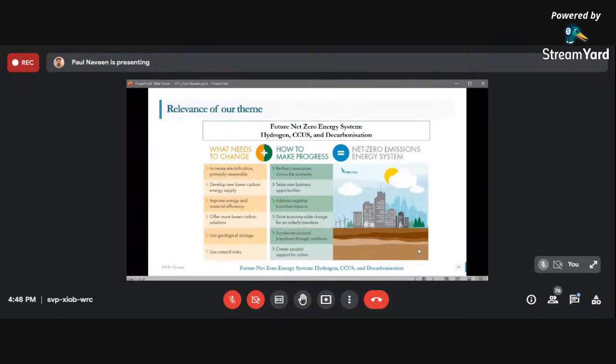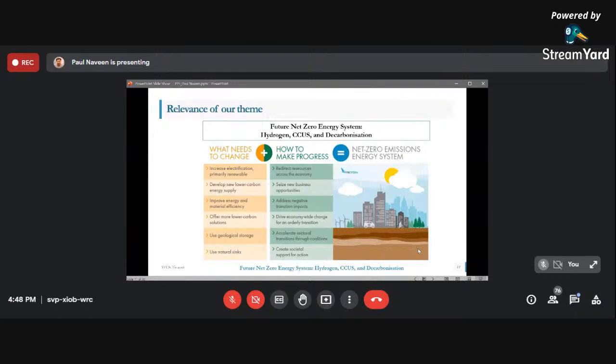So in this aspect, we see what needs to change. Primarily, electrification and renewables: we have to shift towards renewable sources. Nowadays we are depending more on coal-based thermal power plants. We have to shift to the other sectors. So we have to move equally because we see the demand. We also have to shift our paths towards other things, and also develop some low carbon energy supply.